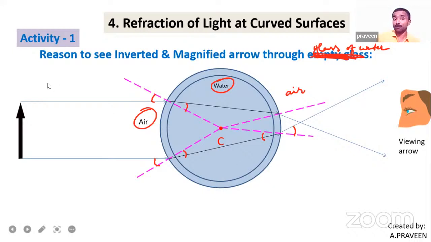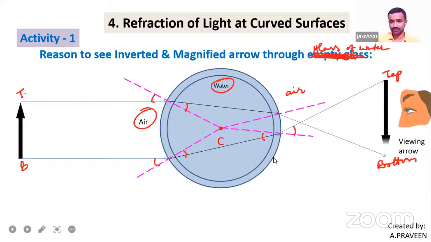So here, the top ray is received at the bottom, and the bottom ray is received at the top. So the top of the object is given at the bottom here. Here, the bottom of the object is given. I stop here. So that's why you are viewing that image as inverted here. Okay, I got it. Clear? So now the ray diagrams of this are completed.